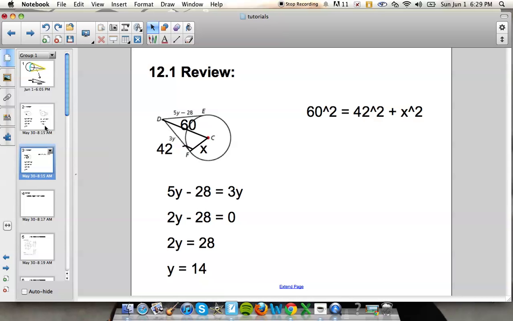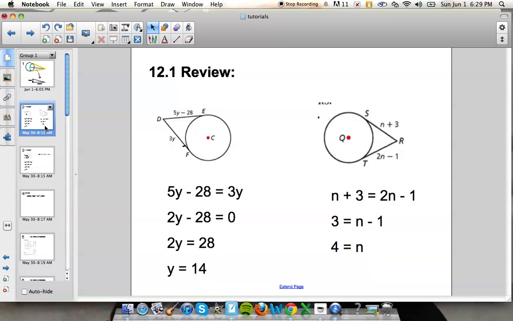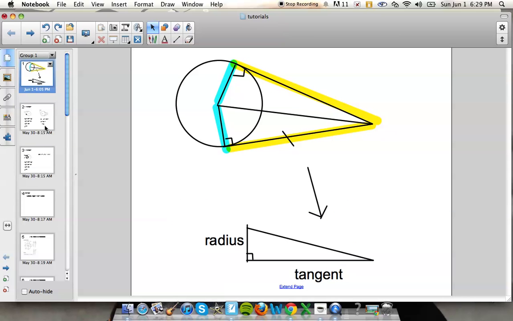Now I'm just going to say that DC, the hypotenuse, is 60. In order to figure out how long the radius is, you could pull that triangle out and redraw it if you wanted to. Otherwise, just use the Pythagorean theorem. You're going to have 60 squared equals 42 squared plus x squared, and you can use the Pythagorean theorem to solve that. So again, the main idea to remember here is that tangents are always perpendicular to the radius, intersect the circle at one point, and that the two tangent lines will always be congruent.